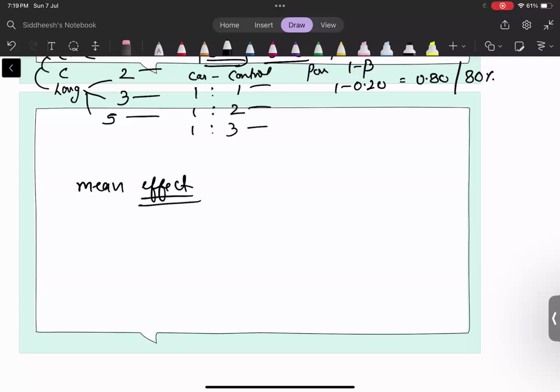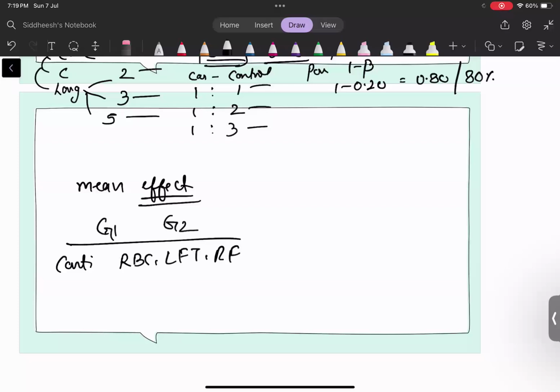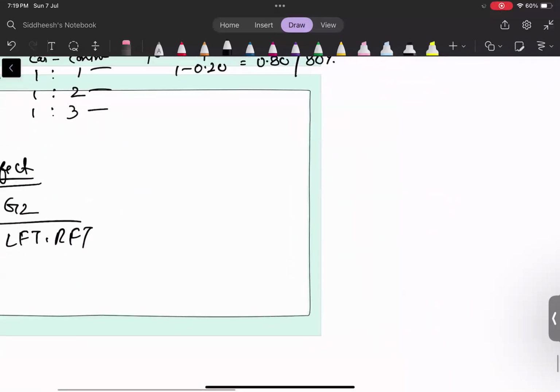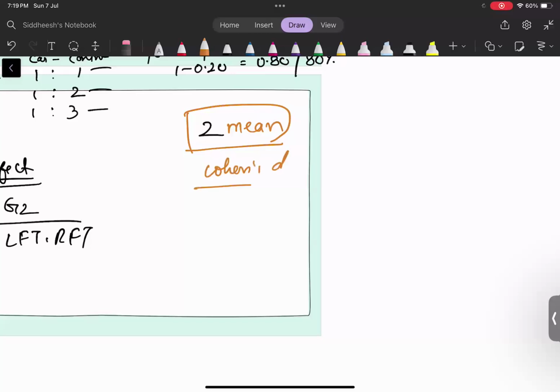Suppose Anushka is performing a study in which she is creating two groups, group number one and group number two, and she will take data in the continuous format. Suppose she is taking RBC or LFT, RFT. So I will ask her to send one article to me, the one she is following, and I will calculate the mean effect. If you want to find the effect from two means, that is Cohen's d. So what is the formula? Mean 1 minus mean 2 upon the pooled standard deviation.